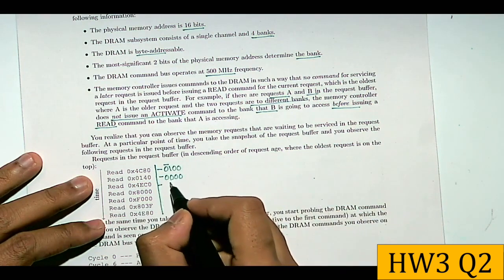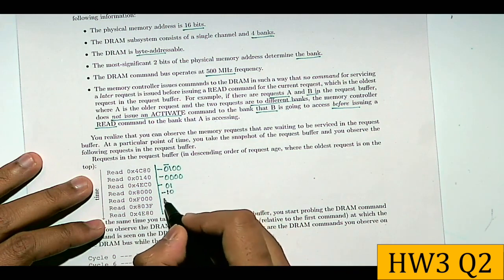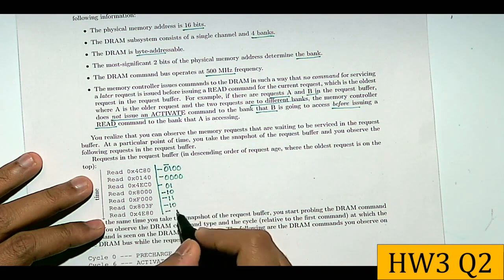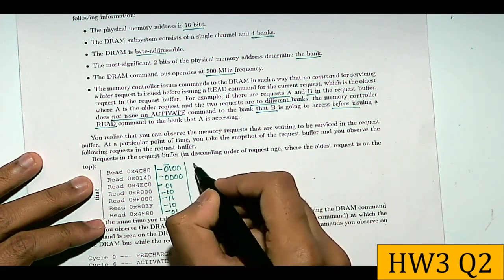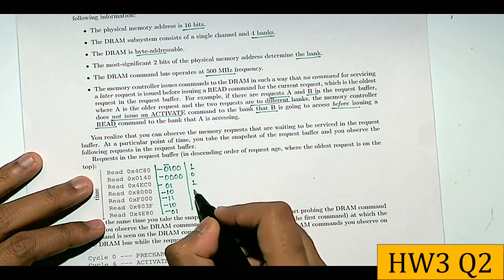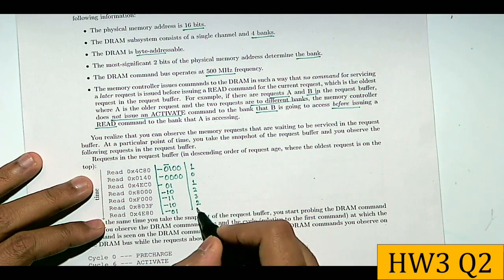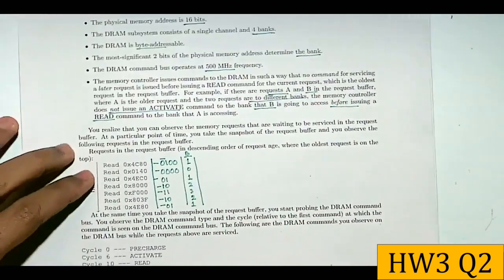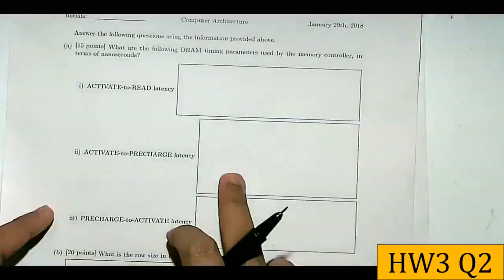So that means this goes to bank 0. This one goes to bank 1 again. This one is bank 2. This one is bank 3. This one is bank 2 again. And this one is 1, right? So let's write it in normal form. This is 1, this is 0, this is 1 again, this is 2, this is 3, this is 2, and this is 1. Right? So we know which bank this request is going to. Make sense? Okay. Now we want to know, let's say, the activate to read latency.